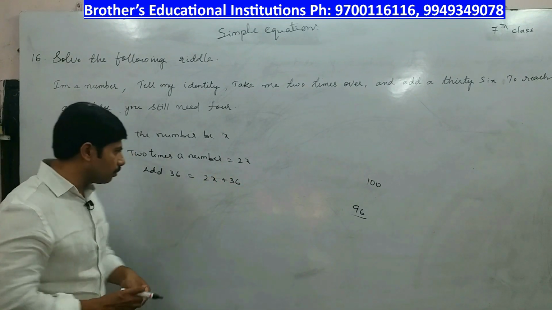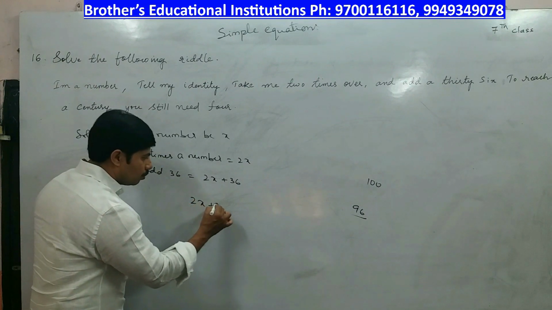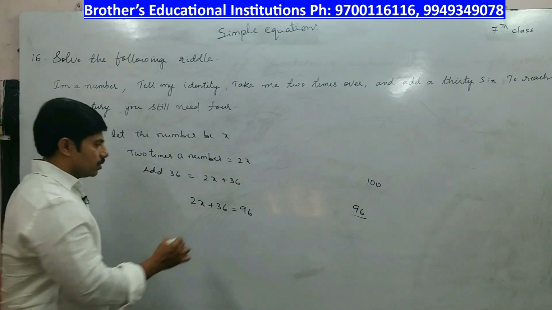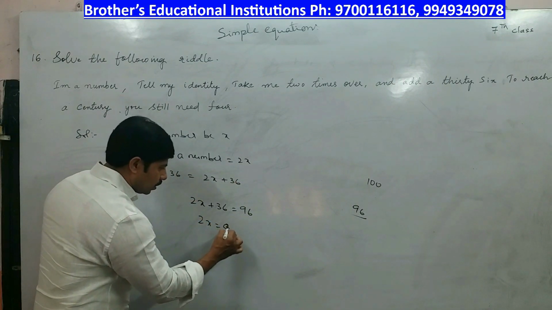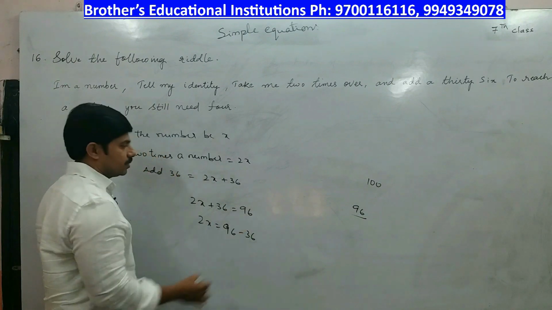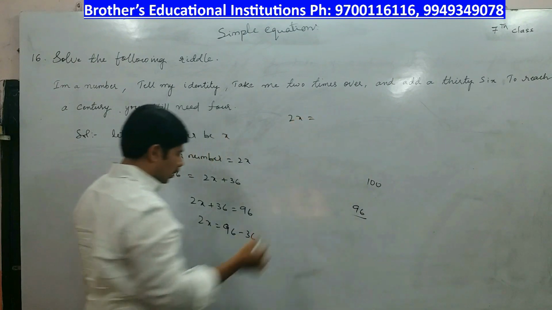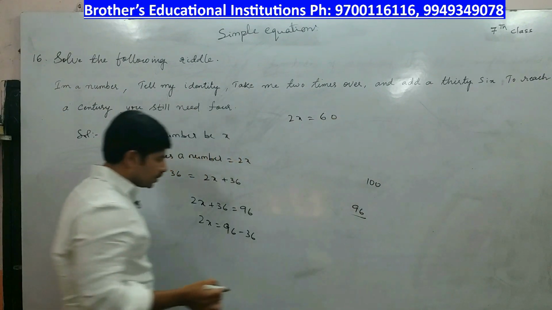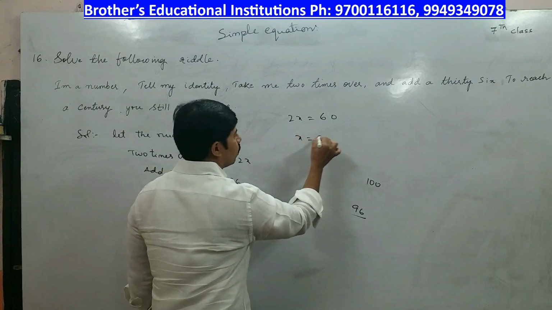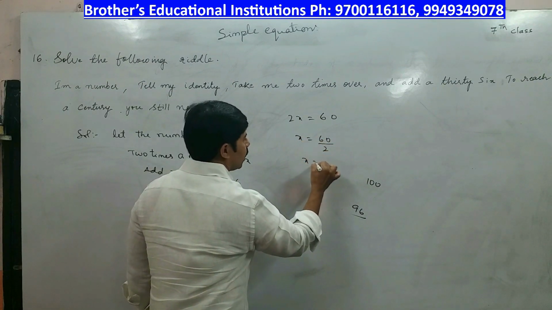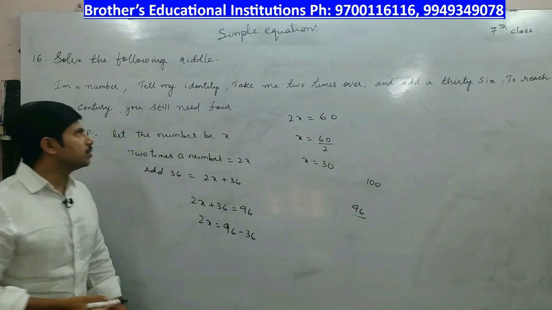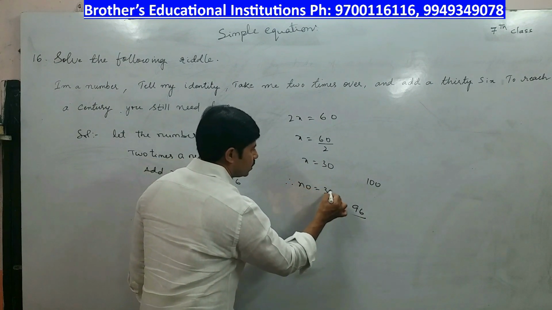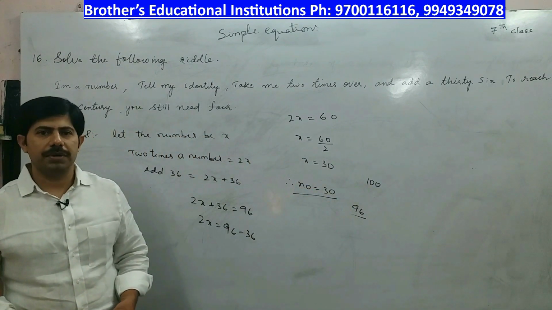According to the problem, we write this as 2x plus 36 is equal to 96. So 2x is equal to 96 minus 36. 2x is equal to 60. So x is equal to 60 by 2. So x is equal to 30. Therefore, what is the number? The number is 30. So the riddle is solved. So this chapter is completed.